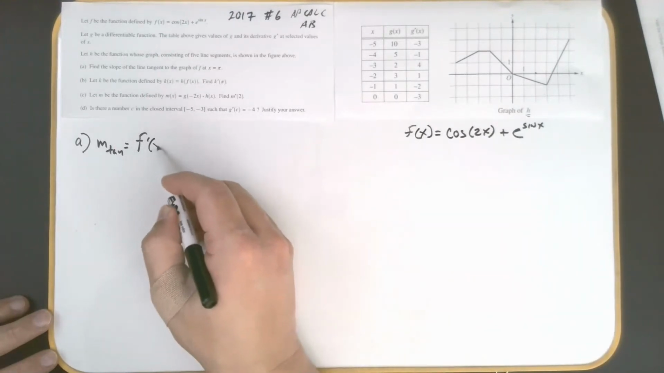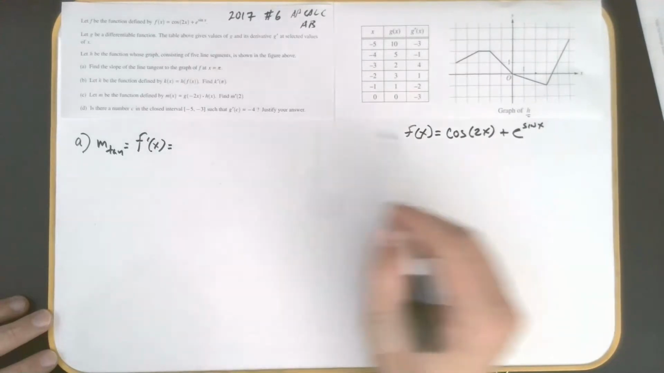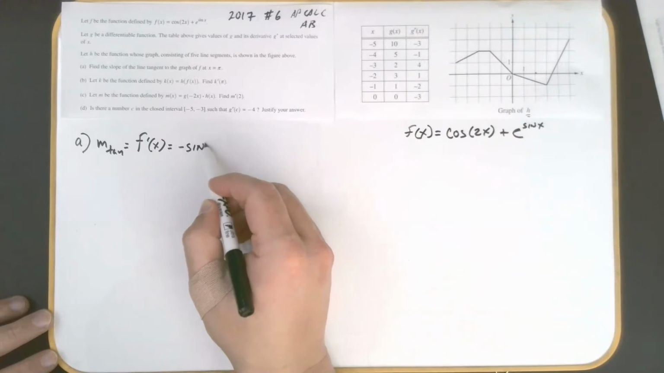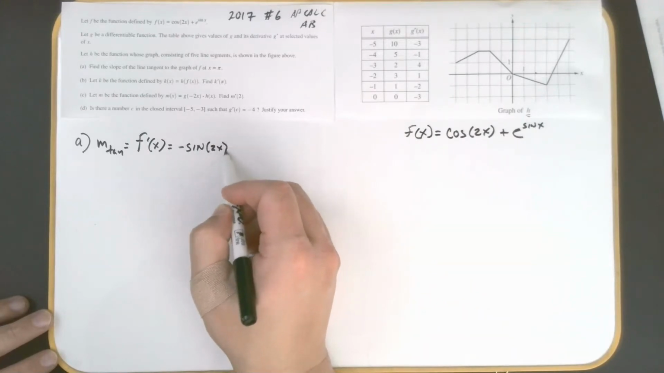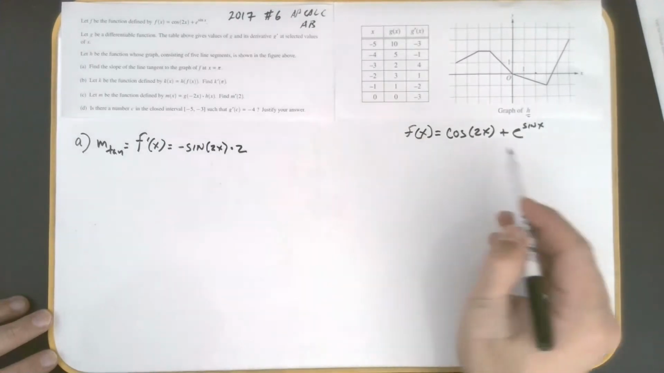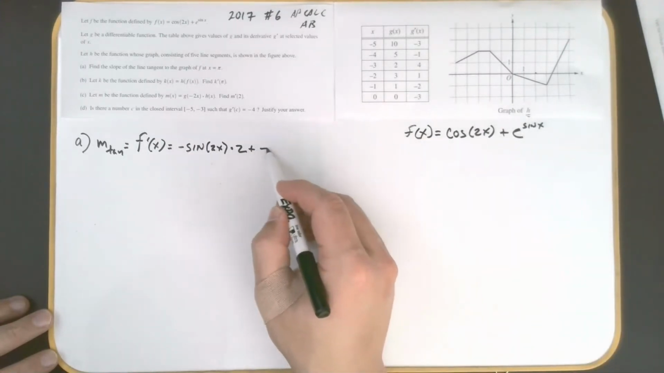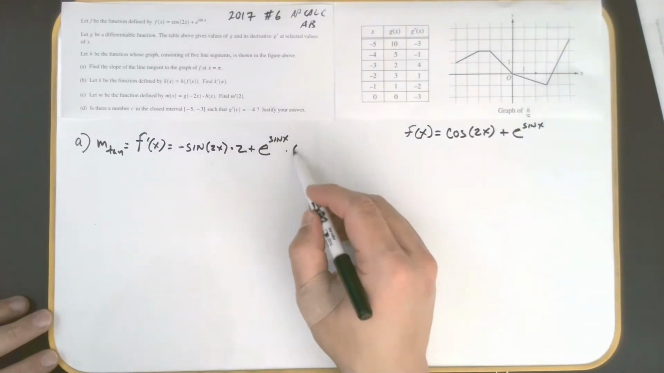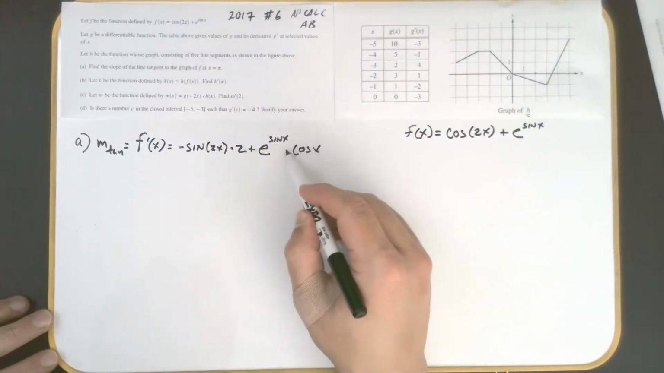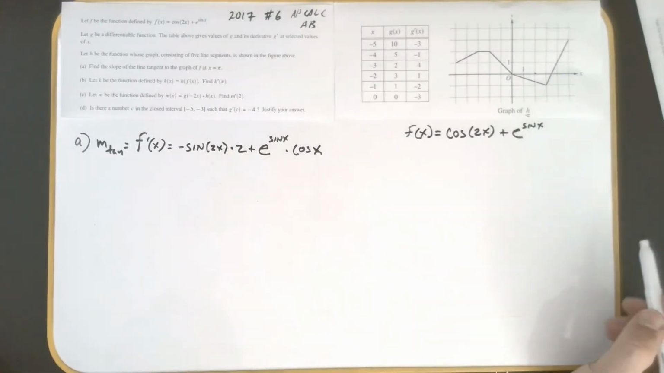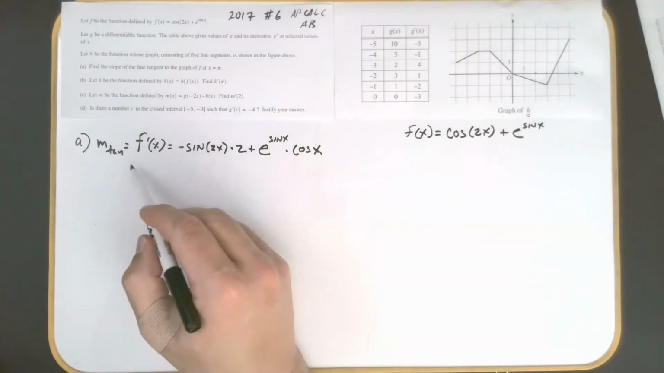So we need to figure out f prime of x. Well, f prime of x is equal to the derivative of cosine, which is going to be the negative sine of 2x times the derivative of the angle, which is 2. And then the derivative of e to the sine of x is going to be itself times the derivative of the sine of x, which is the cosine of x. There's the derivative, and now the question is, can you evaluate it at pi?